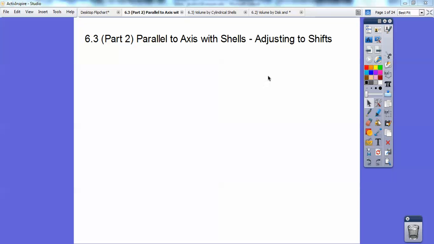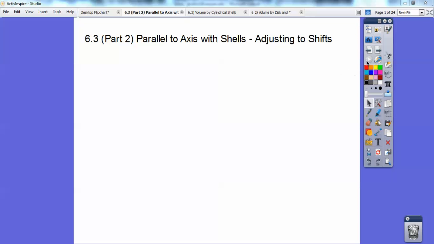Except we're adjusting to shifts. So say we're going to reflect it around, say, the line y equals 2. Well, y equals 2 is a horizontal line, so that would be parallel to the x-axis. So you treat it like an x-axis thing, and x equals some number is a vertical line. So that's parallel to the y-axis, so you treat that like a y-axis with the shells.